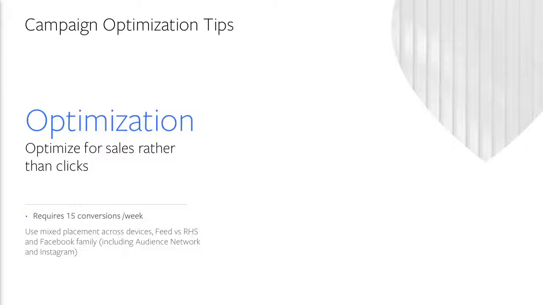And next, here are some tips on optimization in order to get the most out of your campaigns. We recommend that you use Optimize for Conversions with product catalog sales in order to optimize for actual results rather than just clicks. We recommend optimizing for conversions on accounts that have at least 15 conversions per week on a one-day click basis. To increase your reach, we recommend using mixed placement across devices, feed, the right-hand side, and leveraging the entire Facebook family, including the audience network and Instagram. When you choose mixed placements, your campaign will be optimized for conversions automatically in the placement that delivers the best results.